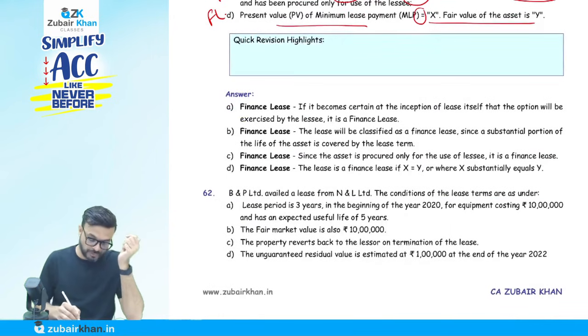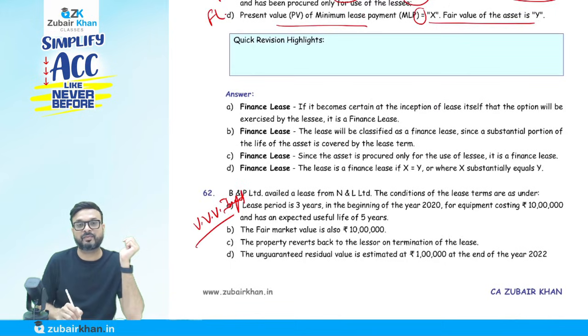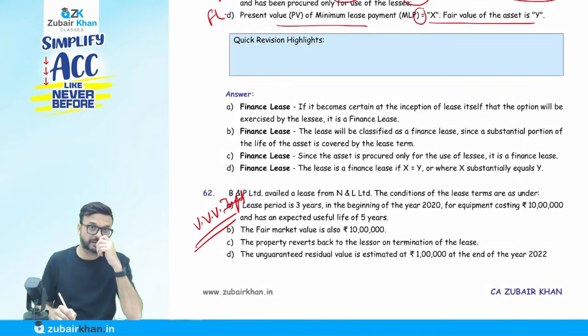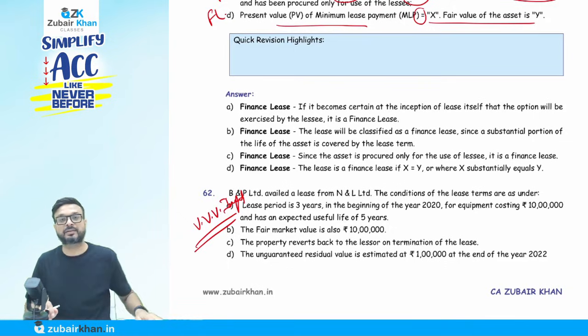Now this question number 32 is very, very, very important. What happened? I observed that whenever ICAI asks a question on accounting, most probably they are going to ask this type of question.